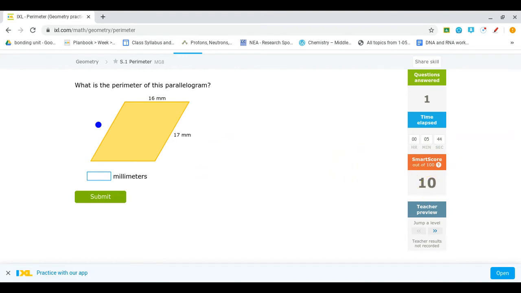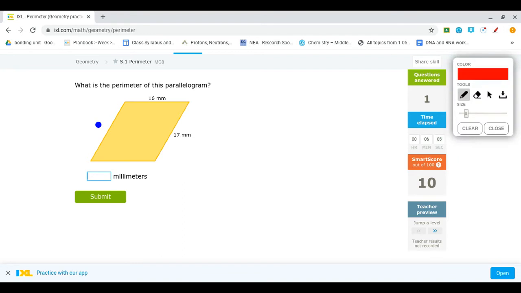Okay, the next one. What is the perimeter of this parallelogram? For the parallelogram, one of the sides is 16 and one of the sides is 17. Opposite sides of a parallelogram are congruent. So if this side up here is 16, then down here is also 16. And if this one here is 17, across from it is also 17.